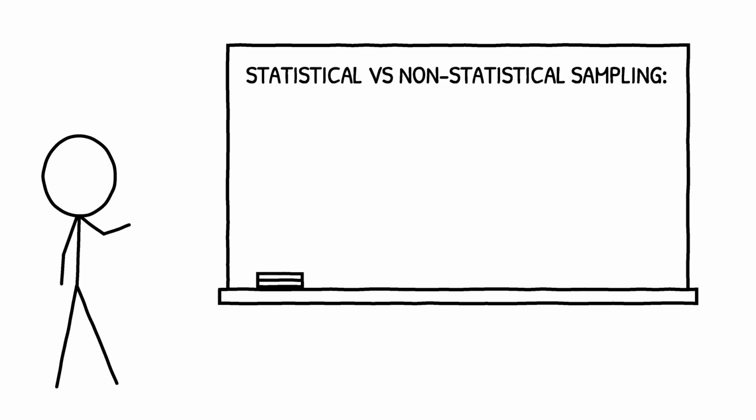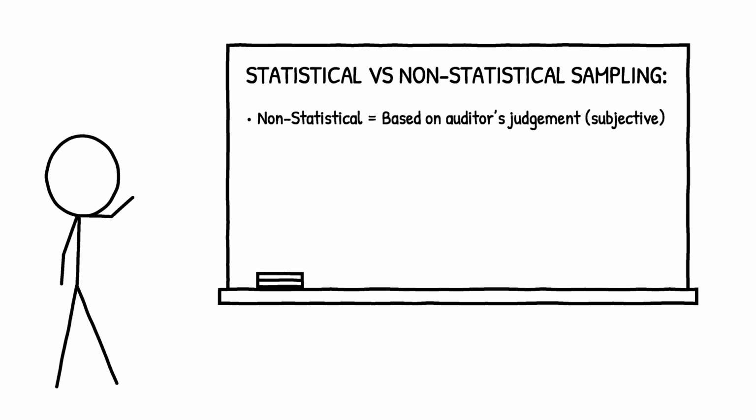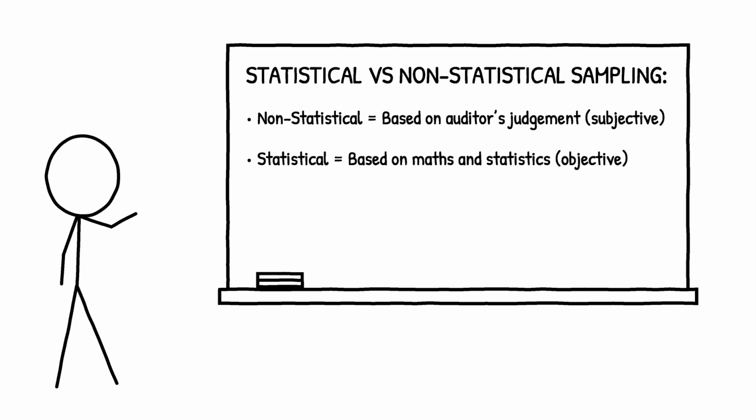At the moment, I want you to make sure that you understand that non-statistical sampling uses the auditor's judgment and feelings to pick the samples and sample size, which means the results can't be projected onto the entire population, while statistical sampling uses maths and statistics to determine the sample, which allows us to make objective statements about the results and project them onto the entire population. In the next video, we will look at how auditors use statistical sampling to make these objective statements.